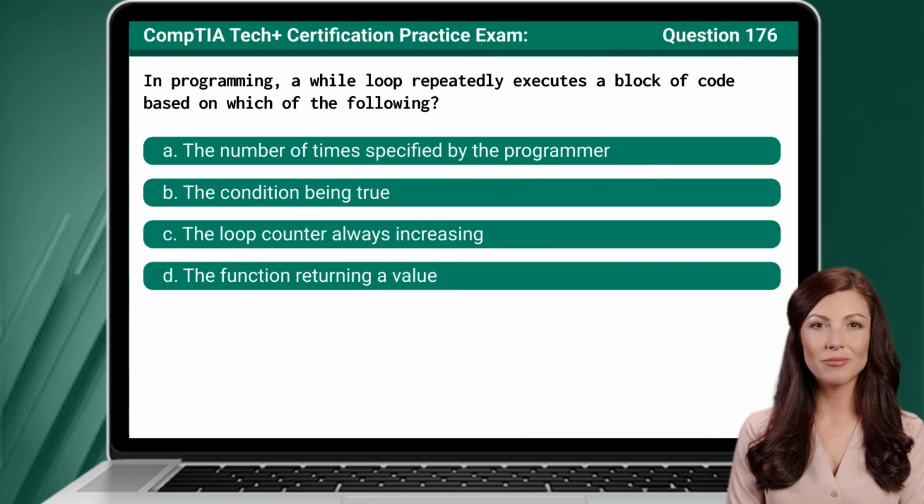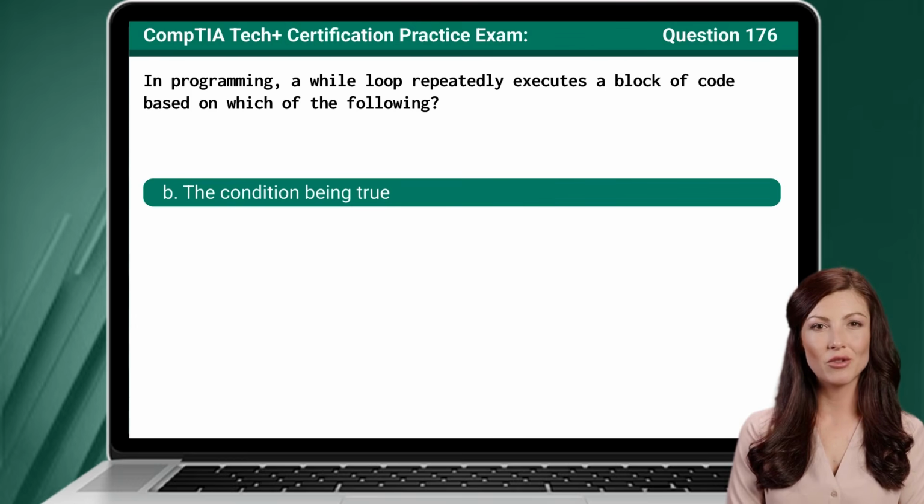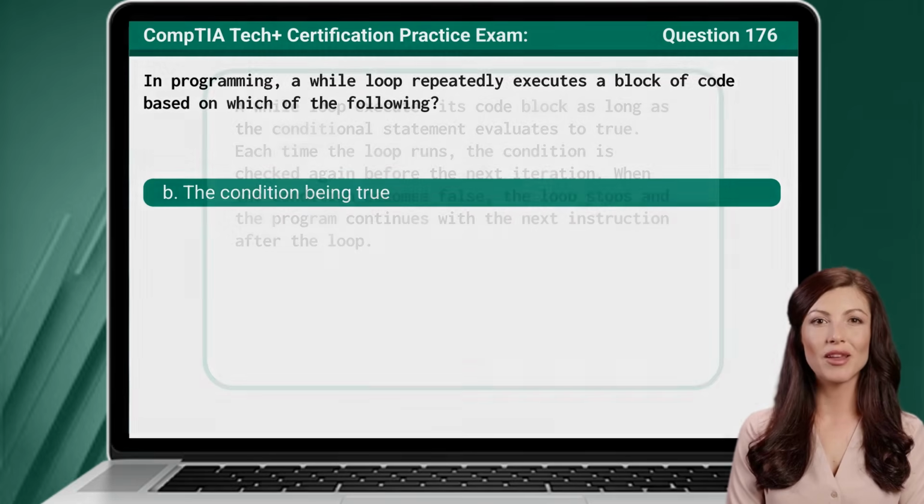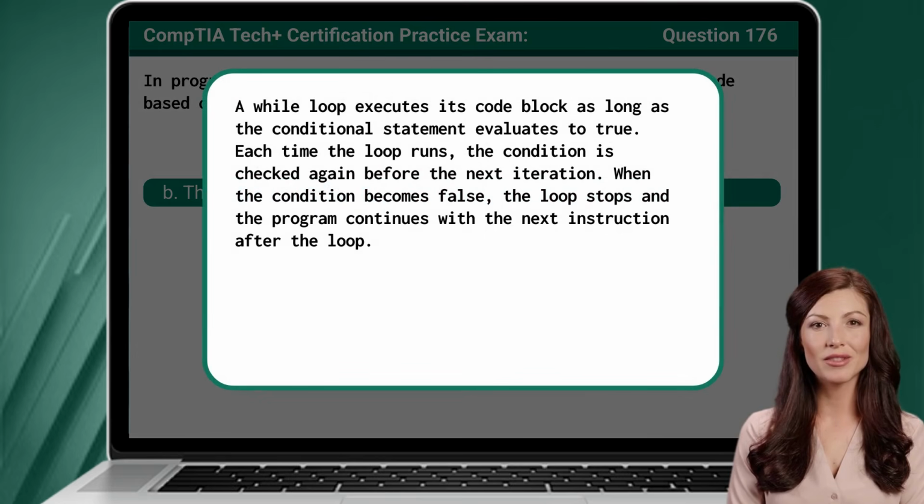The answer is B. The condition being true. A while loop executes its code block as long as the conditional statement evaluates to true. Each time the loop runs, the condition is checked again before the next iteration. When the condition becomes false, the loop stops and the program continues with the next instruction after the loop.